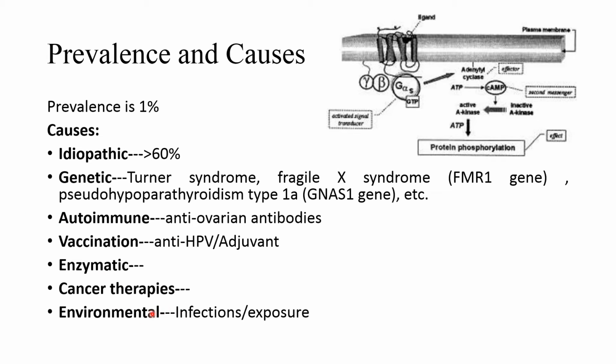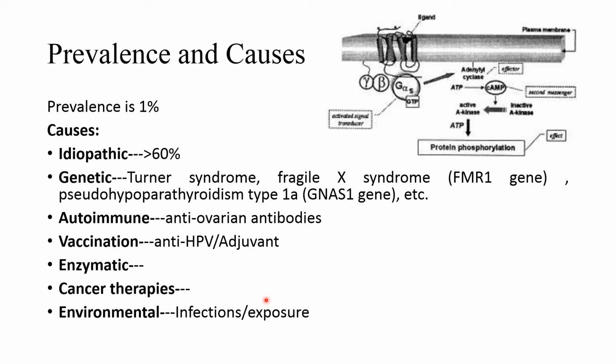And there could be environmental issues such as infections of the mumps virus, cytomegalovirus, and varicella zoster virus, and there could be tuberculosis, malaria, and Shigella infections. They may affect the ovaries directly, or there could be exposure to certain chemicals, like smoking, which is the main cause of premature menopause or premature ovarian failure.